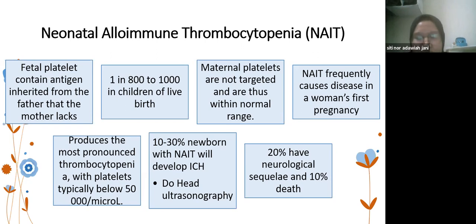NAIT can produce the most pronounced thrombocytopenia, where platelet count can typically be below 50,000 per microliter. And also 10 to 30% of newborns with NAIT can develop intracranial hemorrhage. So all neonates with suspected NAIT should be screened for ICH with head ultrasonography because ICH can have significant neurological sequelae. Like I mentioned, 20% of the neonates can have neurological sequelae and also 10% can have death. So next.